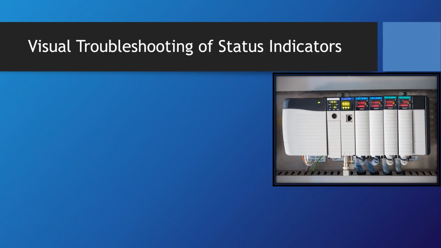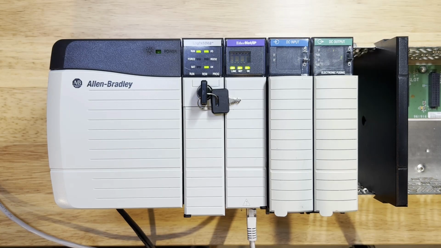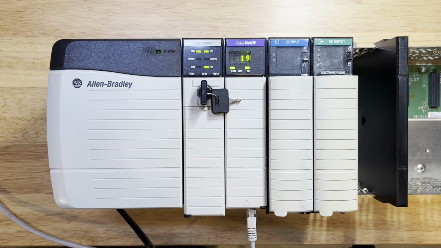For the final topic in today's presentation, we will be discussing visual troubleshooting of the status indicators. We will be discussing an overview of the status LED indicators on displays, an overview of the PLC processor key switch functionality, how to check for loose modules and wires, and basic troubleshooting. Use your senses. When troubleshooting your PLC system, the first thing to look at are the status indicators.